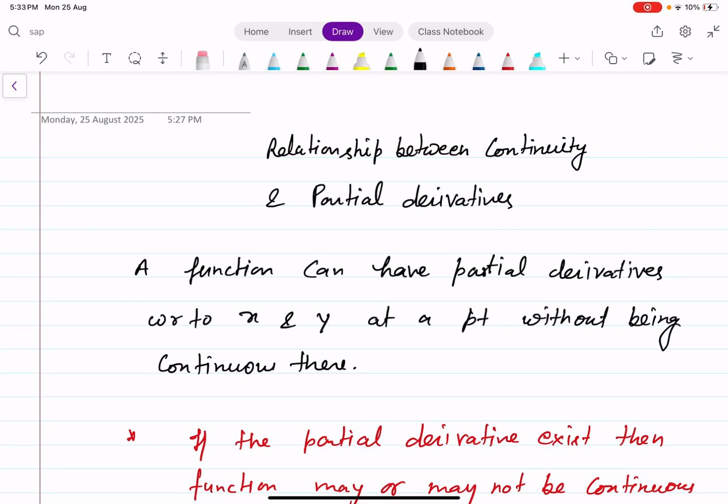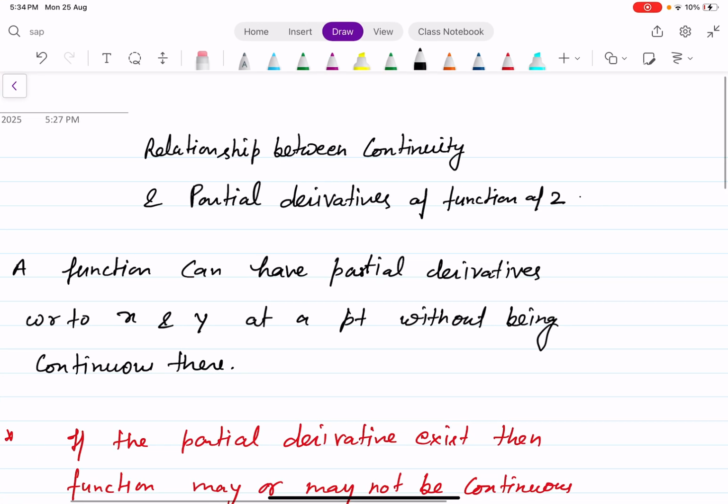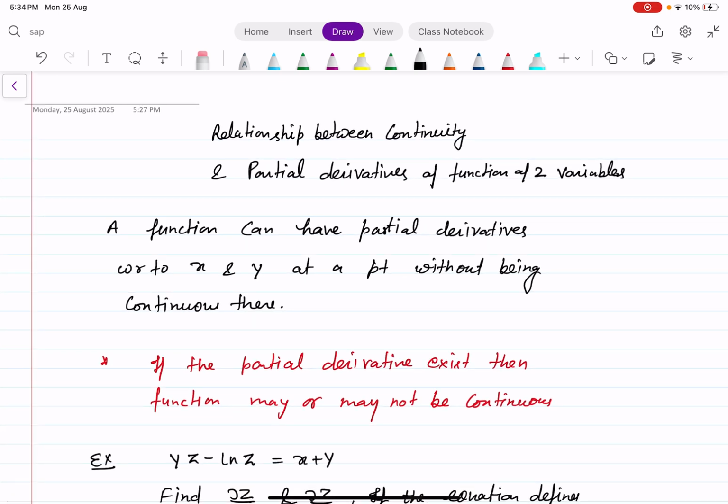Today we will discuss the relationship between continuity and partial derivatives. If we compare it with the partial derivative of a function of two variables, in the function of one variable, if the derivative of a function exists, that means that function must be continuous. But the same thing is not true for a function of two variables.